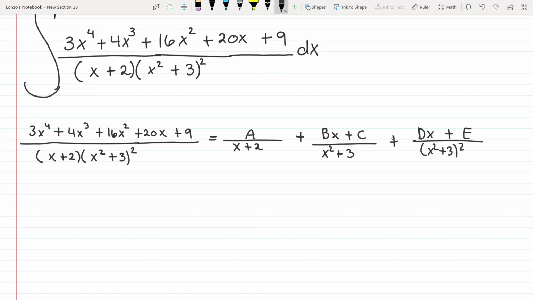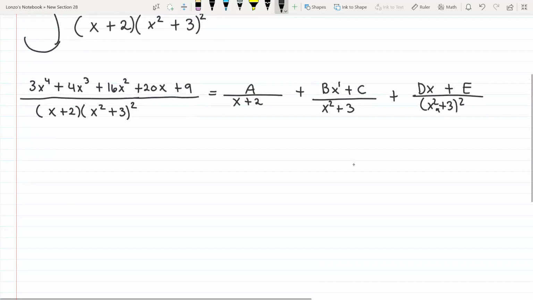So remember how we said the power on the bottom always has to be bigger than the top. So this one is good, and you don't need a constant over here. This is a power of 1, and we do need a constant. And then over here, it's the inner power, so this is power 2. So yes, we have a 2, and then we have a 1. Now we've got to find A, B, D, and E.